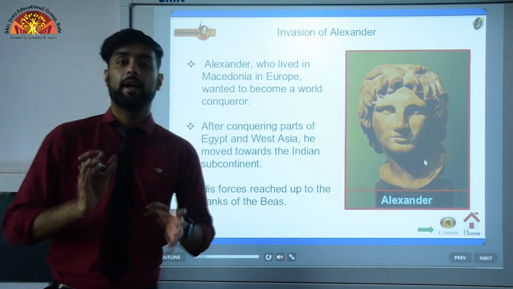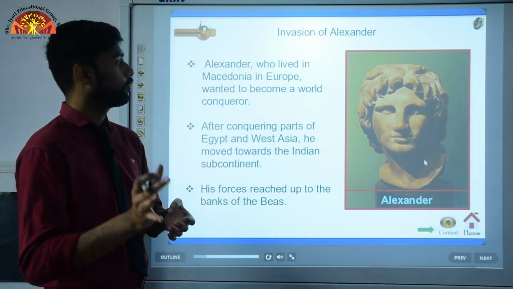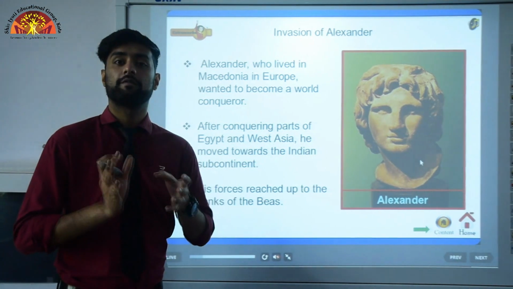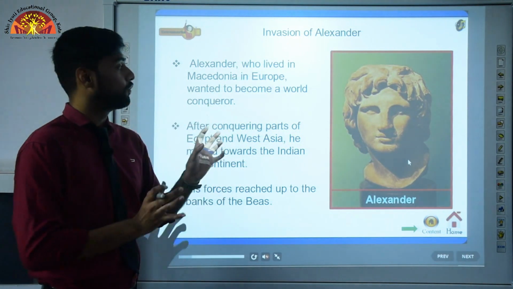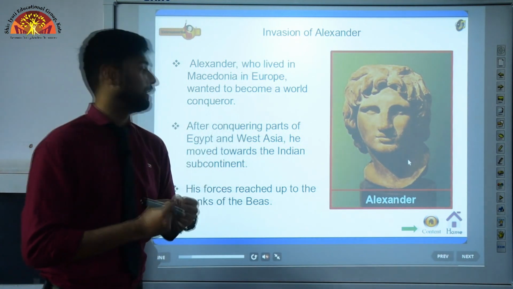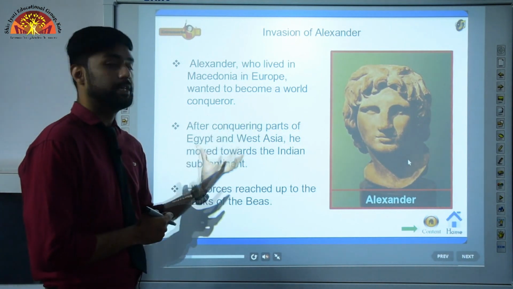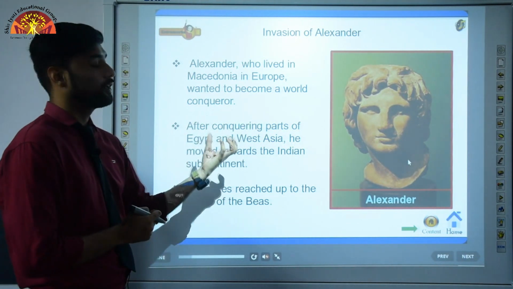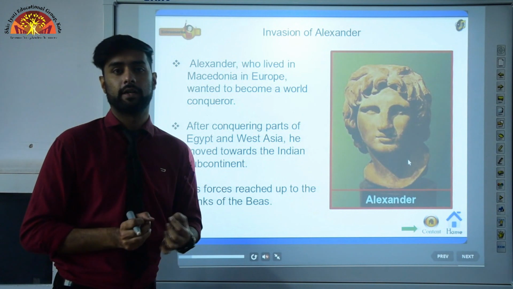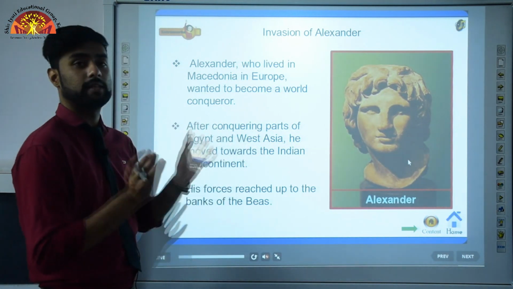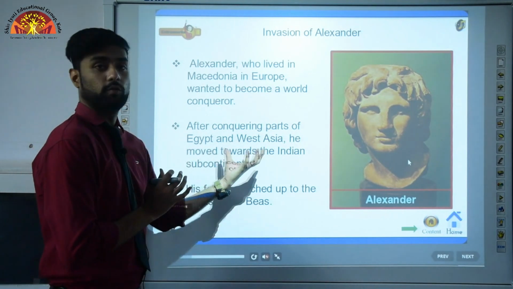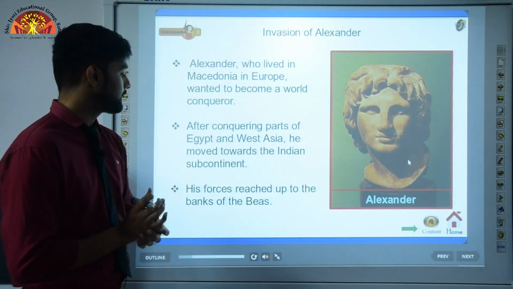Now what happened? Invasion of Alexander. I just told you that Alexander was a ruler of Macedonia in Europe. Okay, he wanted to become a world conqueror. He wanted to rule over the entire world. After conquering parts of Egypt and West Asia, he started to move towards the Indian subcontinent.